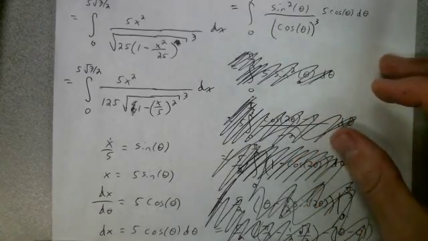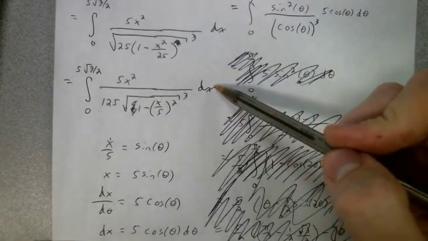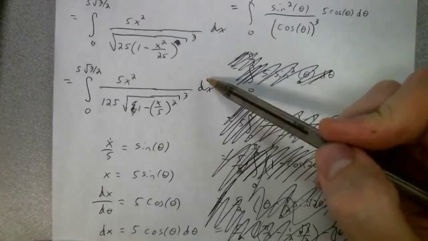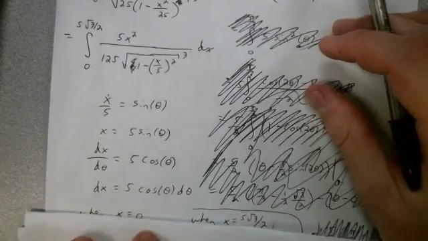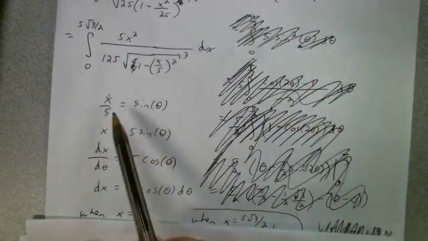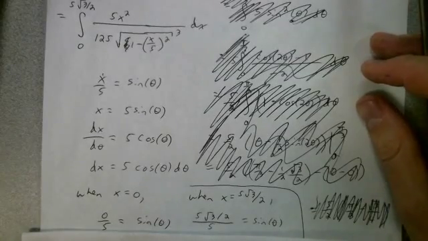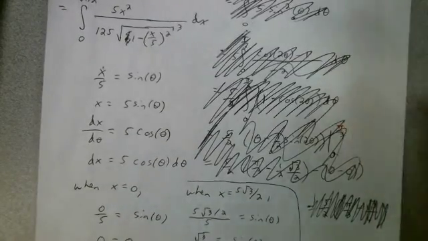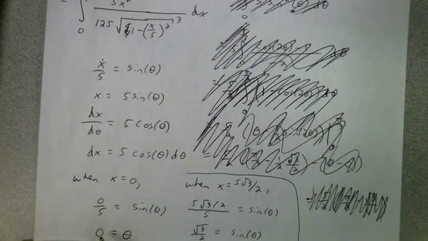Now, we run into a little issue here, our bounds. These bounds are x values, but dx is going to change to something with a d theta in it. So I got to change these bounds from x values to theta values. So what happens when x equals 0? Plug 0 into here. 0 over 5 is the sine of theta. So when is the sine of theta 0? That happens when the theta value is 0. Yay! So the bottom bound is going to change to theta equals 0.